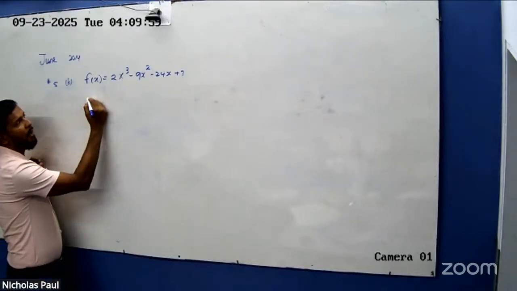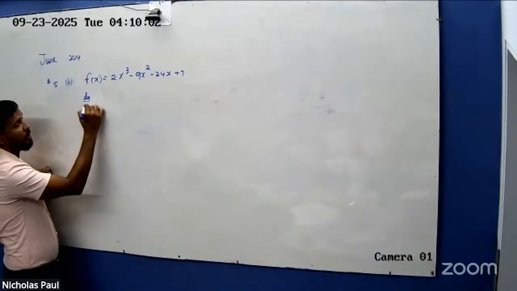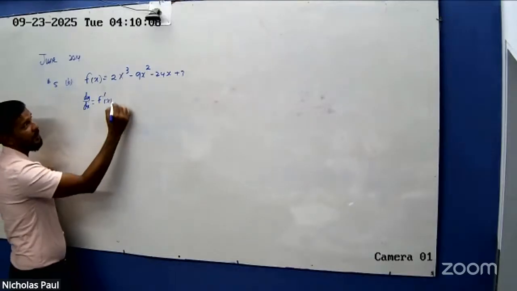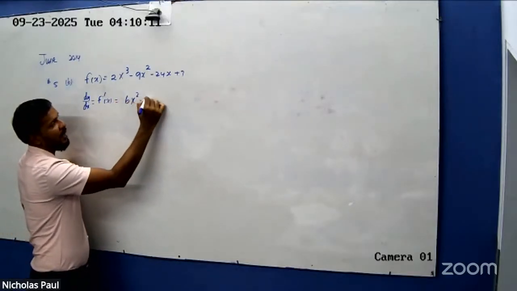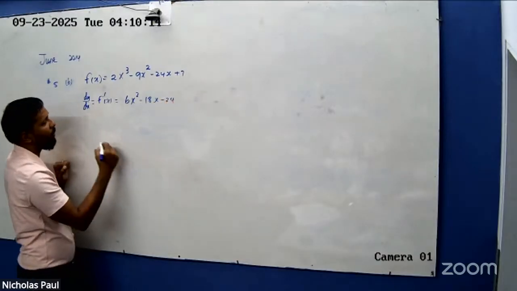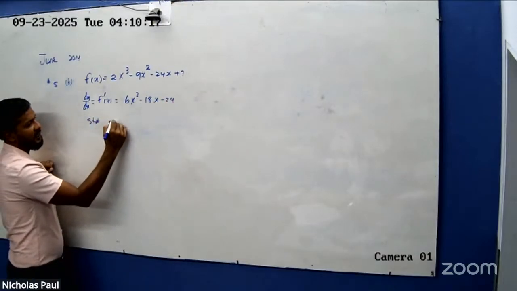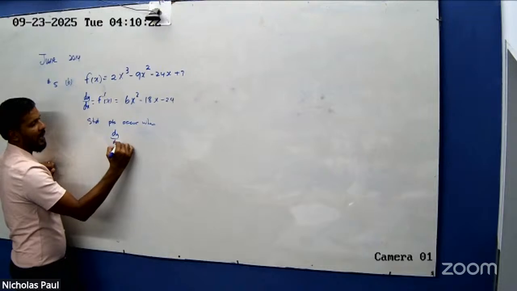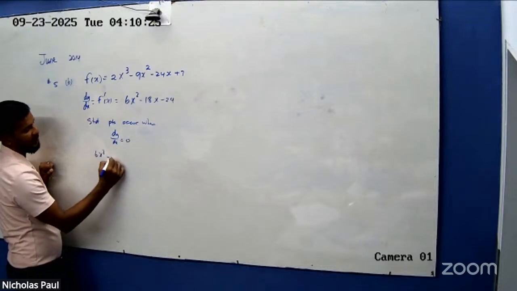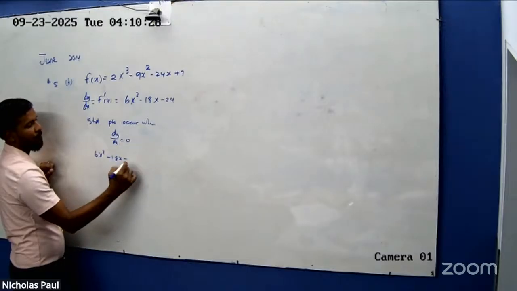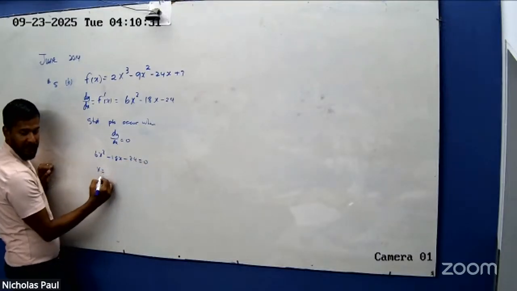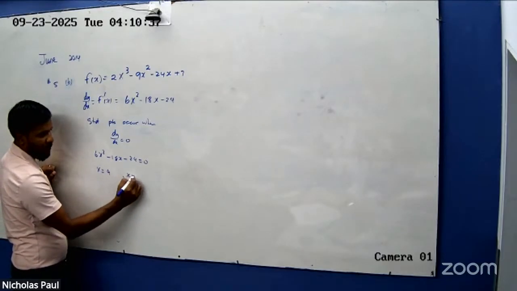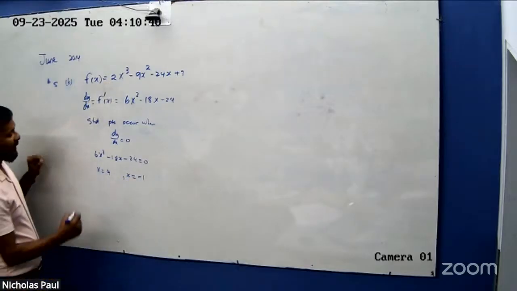Right, so remember, we could write dy/dx without the prime sign, it means the same thing. You'll get 6x squared minus 18x minus 24. And remember to write this: stationary points occur when dy/dx is equal to 0. So you take 6x squared minus 18x minus 24, and you'll get x equals 4 or negative 1.